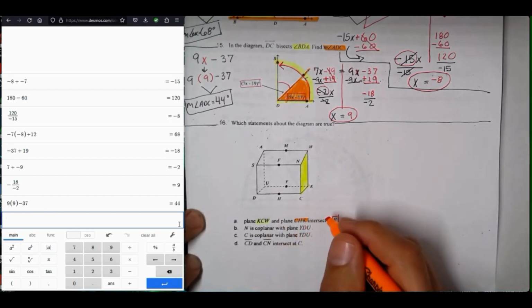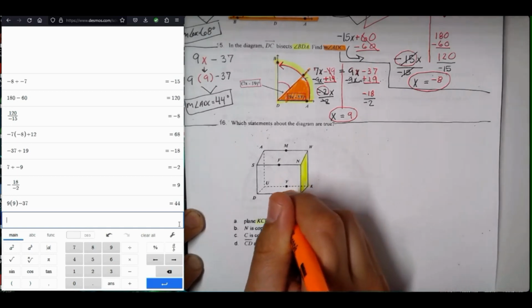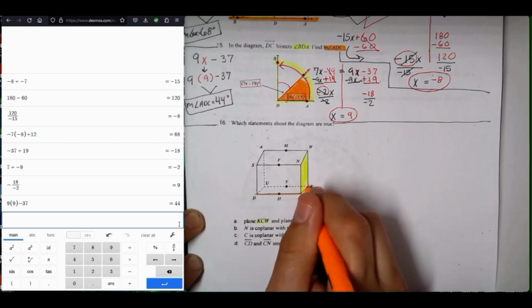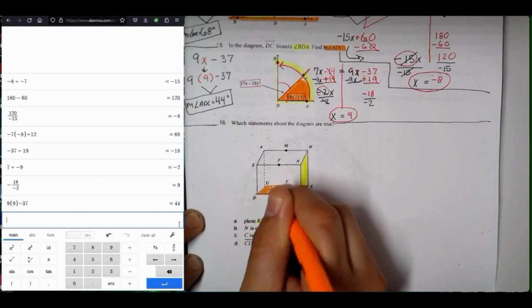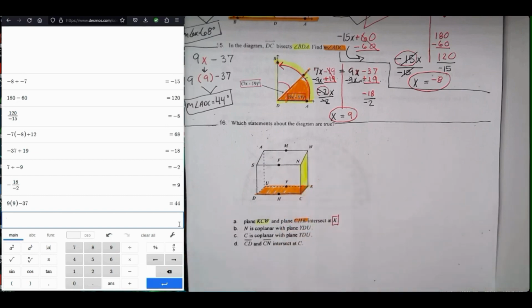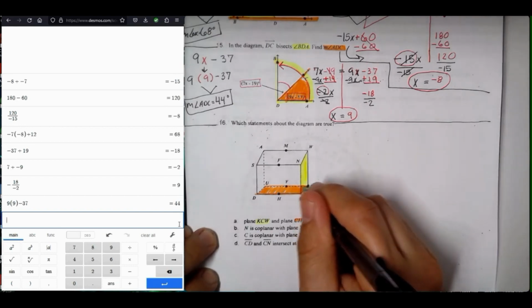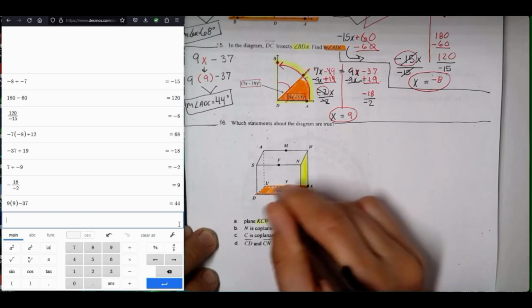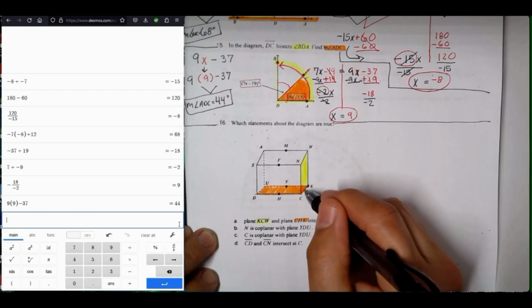And then plane CHK, so let's see. So here's C, and there's H, and that's K right there. So I'm going to highlight these. CHK. So those 2 planes, they do intersect each other. And it says that they intersect at K. So this one is false, because while they do intersect at the point, 2 planes intersect at a line. So in other words, they should have said line segment KC. So therefore that makes it false.